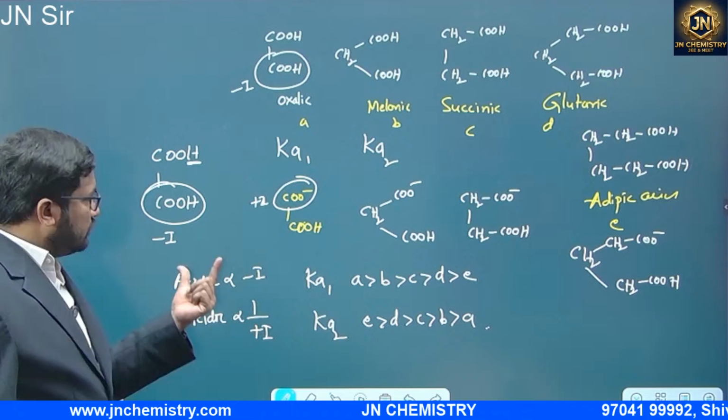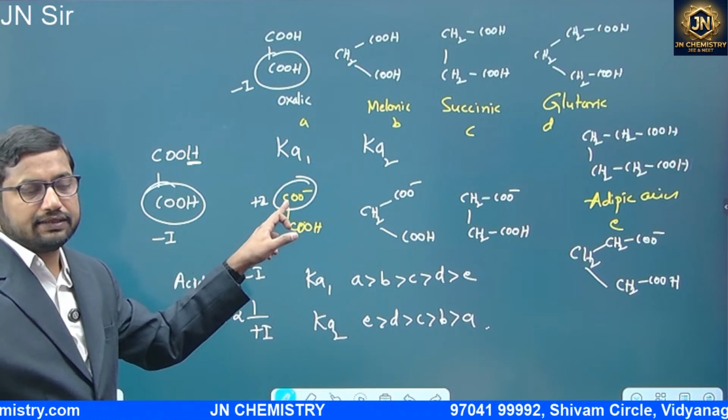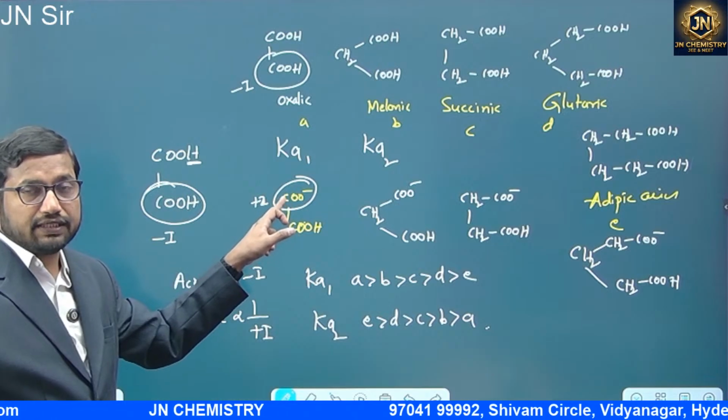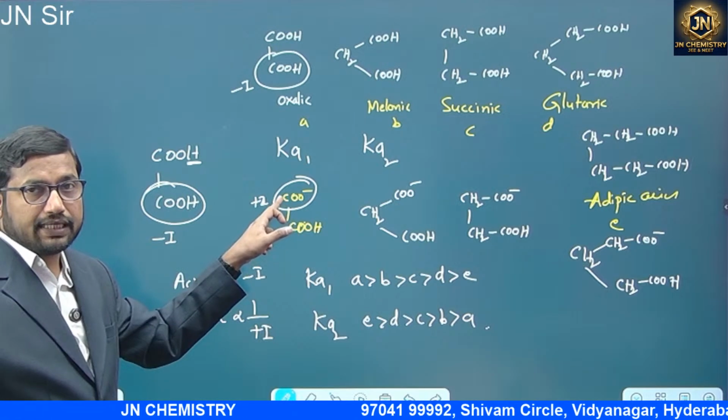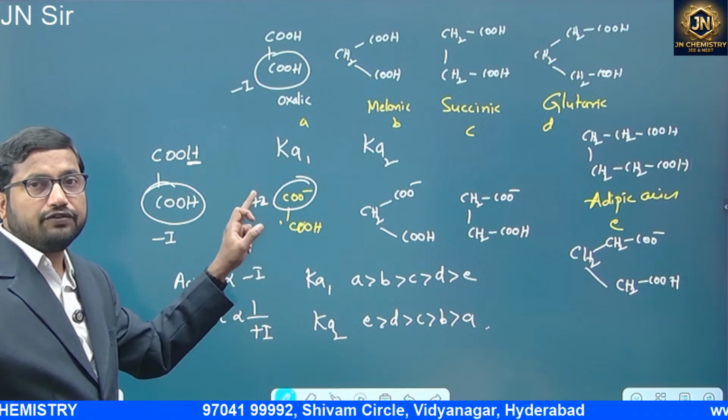So once it is done, after losing this H plus, now the COO minus acts as which one, plus I or minus I? Plus I. So should plus I be close or far away? Which one would be better?